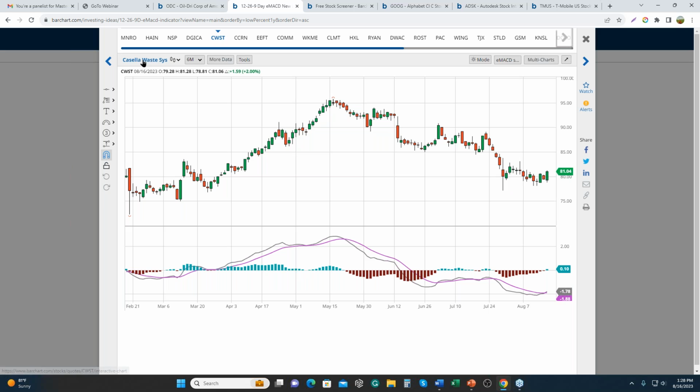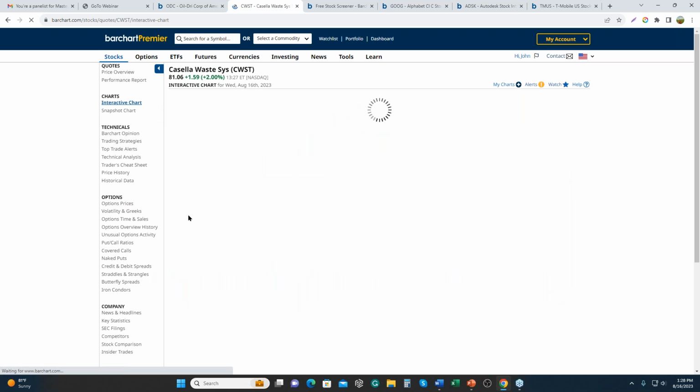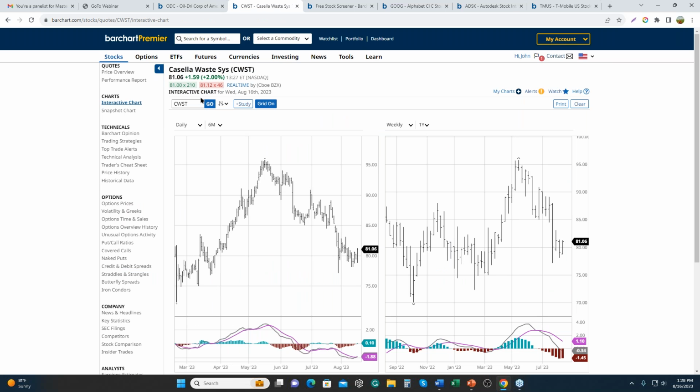And again, if I look at this in terms of a grid, my weekly has yet to confirm what I'm seeing here. So maybe not a great candidate. But let's look at a market that maybe you are familiar with.